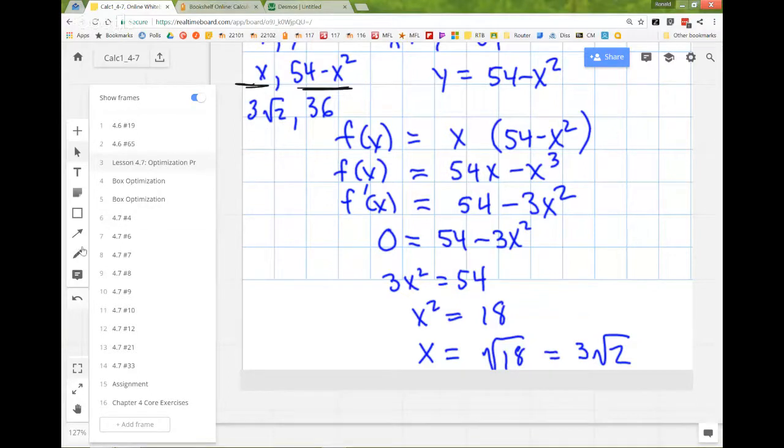So if you look back up here in the left margin, we've got that. How do we get this 36? Well, we just square this. You get the 54 minus x squared. This squared is what? 2 times 9 or 18. And 54 minus 18 is 36. So what are the two numbers? 3 times the square root of 2 is one of them. And the other one is 36.